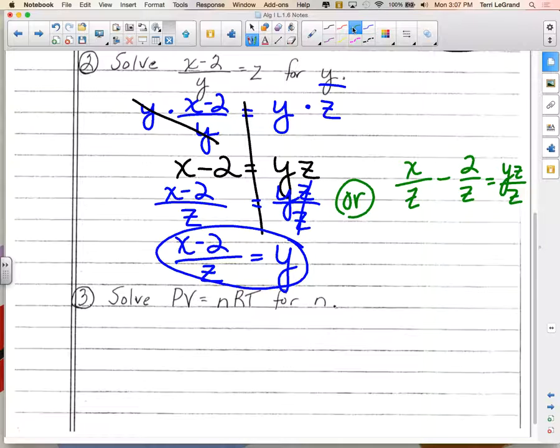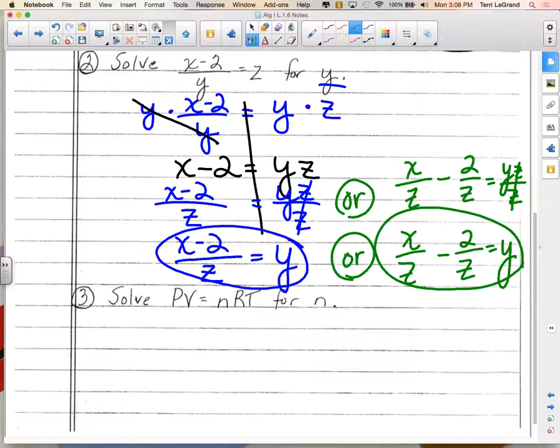Or, let's finish up our other one. What's another way the answer could look? x divided by z. Can we do it? No. So we'll leave it like that. Minus 2 divided by z. Can we do it? No. So we'll leave it like that. yz divided by z. These z's can cancel, and we will have y. So here's another form the answer could be shown.